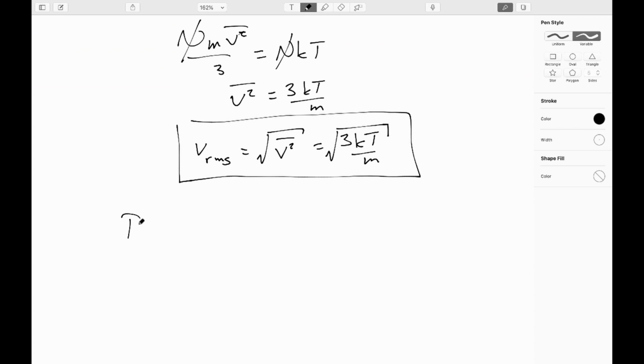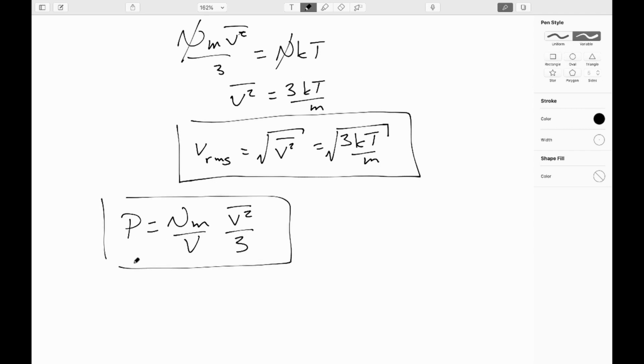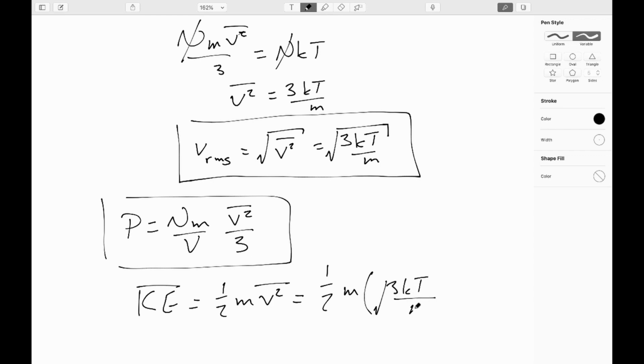The pressure, we said, was N m over V times Vx squared bar, but that's just V squared bar over 3, right? And we can also come up with an expression for the average kinetic energy of a particle. That'll be 1/2 m times the average value of V squared. But we worked that out. That's 1/2 m times the square root of 3kT over m, squared.